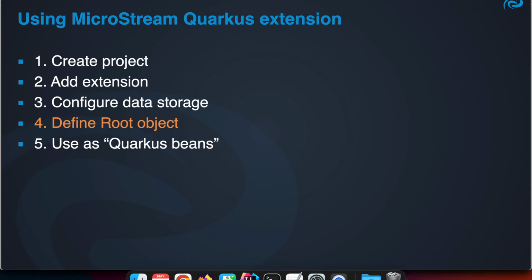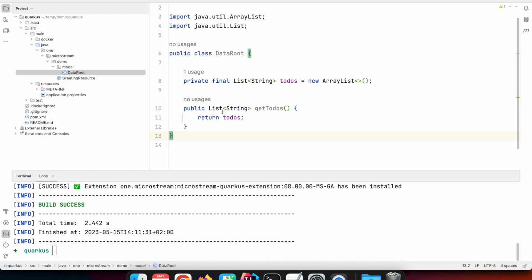Another functionality that the extension allows is that you can define your root object as a CDI bean so that you can inject it later on in service classes, for example. So I have here a root object which Microstream will handle. In this case it is just a simple list of strings with to-do items. I have a method here for retrieving all my to-dos and updating a to-do, for example. There are better ways of restructuring your root object, but this is just an example of how to use the extension.